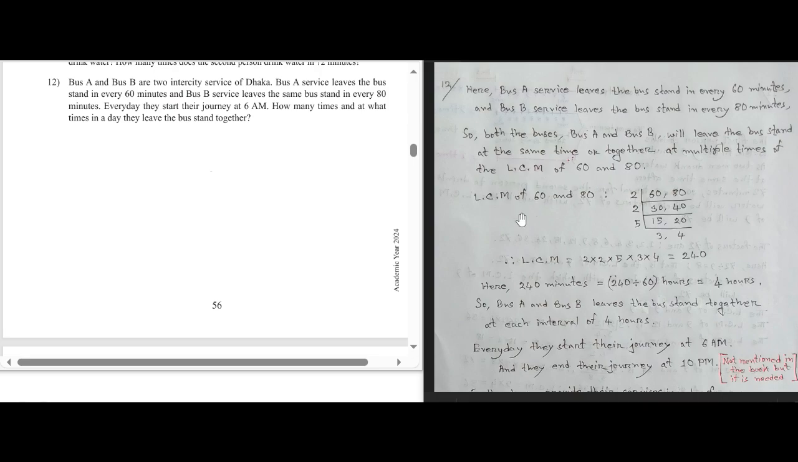So we have to determine the LCM of 60 and 80, and it is 240. As 240 is a minutes value, we have to convert the minutes value into hours by dividing by 60, as 60 minutes equal 1 hour. So 240 minutes divided by 60, we find the hours value is 4 hours. So Bus A and Bus B leave the bus stand together at each interval of 4 hours.